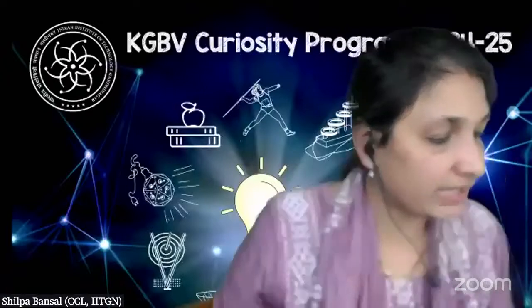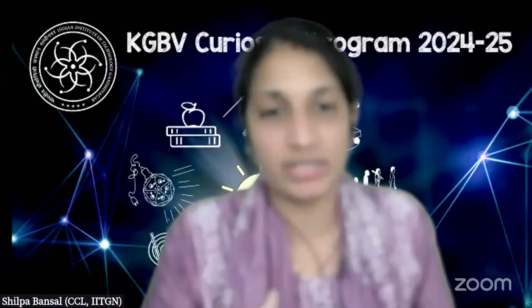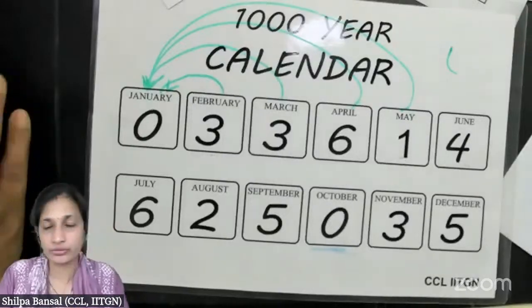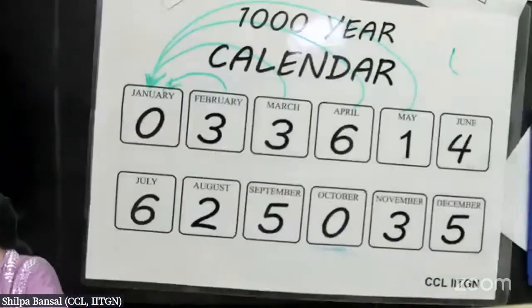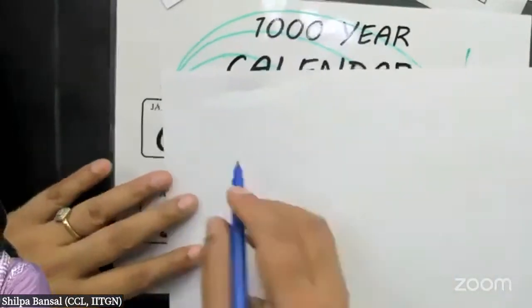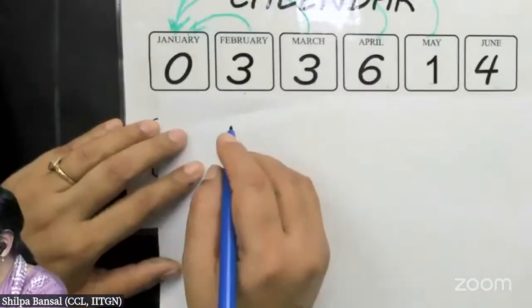Okay. So this 1000-year calendar also, I will show how many days you are moving from January. If you calculate, you will get these codes of the 1000-year calendar. I will take 2 minutes to show this one. We have already discussed it, but suppose January to February.